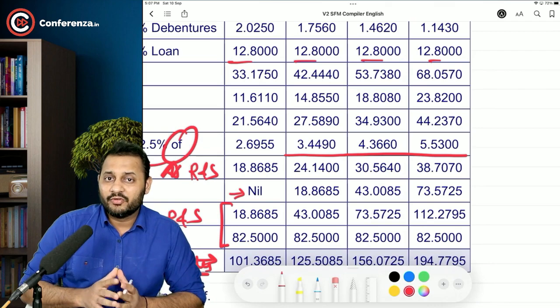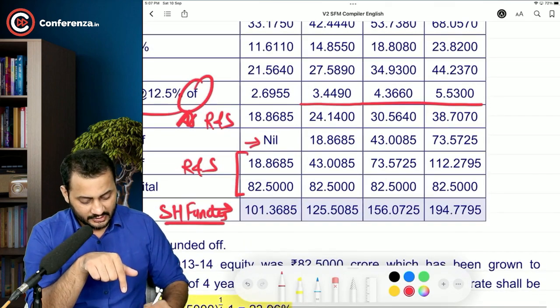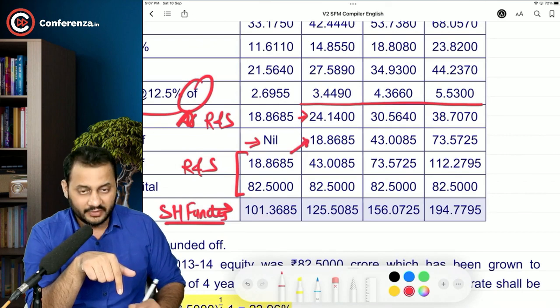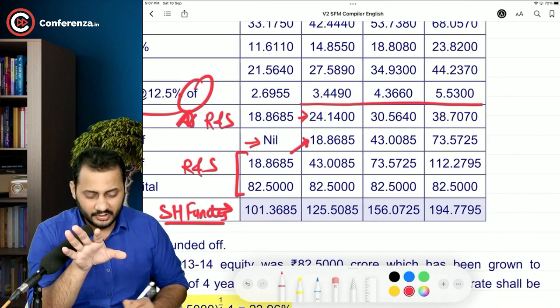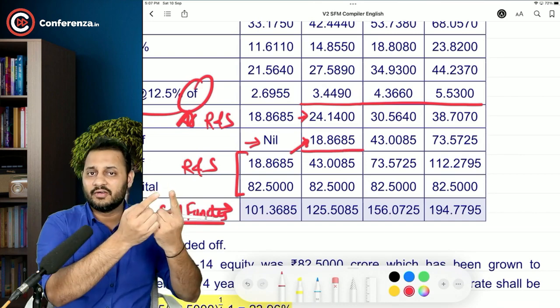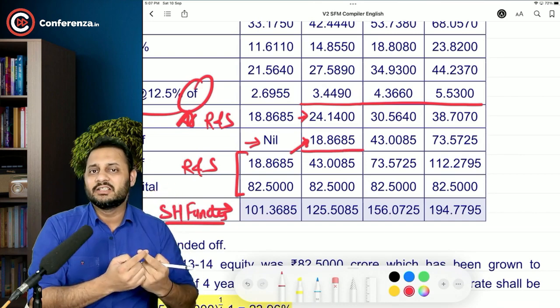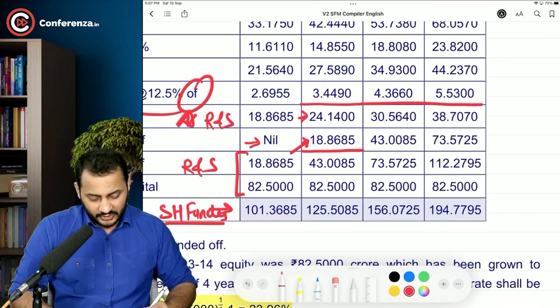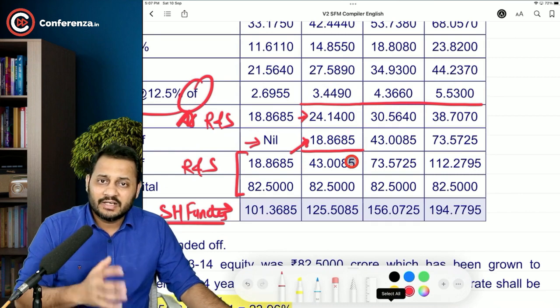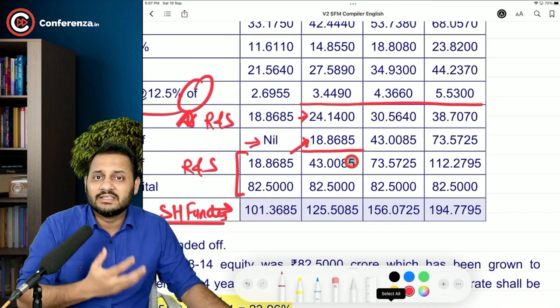24.14 crore of the profit of that year. Now try to understand, this is the profit of that year, this is the profit brought forward from the previous year. The total of the reserves and surplus will be the total of this year's profit left in the company and the previous year's profit carried forward. So the total will be 43.0085.